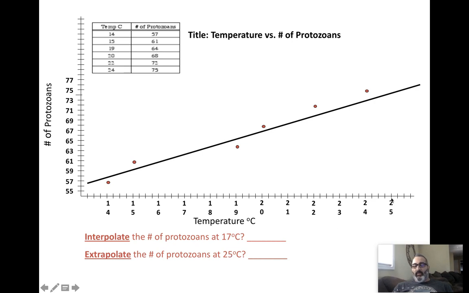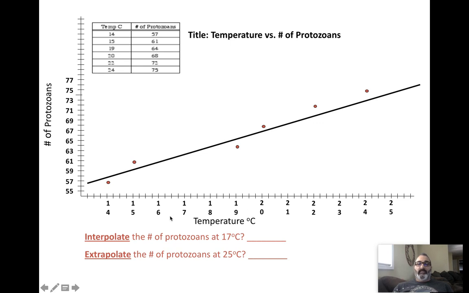25 is over here. Well, why is this called extrapolate, not interpolate? Because it's outside of our data points. We don't have anything outside of here. So we stretch our line, and our line is now stretched out, so we can now have information outside of our data points, or extrapolate information. So at 25, we go straight up, we end up there, okay? We come all the way over, and that puts us at about 74 protozoans. So the answer for 25 degrees Celsius, we would get 74, and at 17, we would expect about 63.